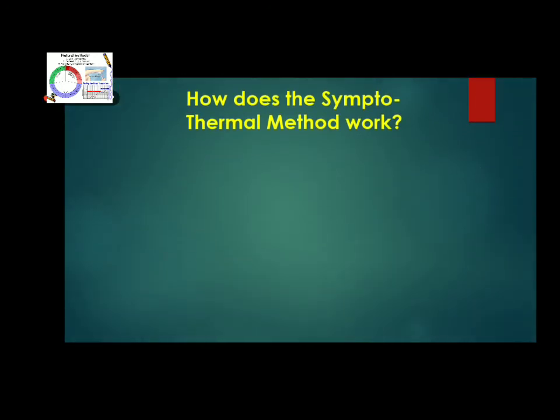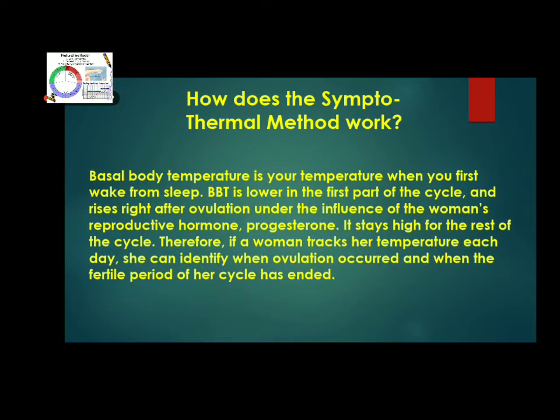Basal body temperature is your temperature when you first wake from sleep. BBT is lower in the first part of the cycle and rises right after ovulation under the influence of the woman's reproductive hormone, which is the progesterone. It stays high for the rest of the cycle. Therefore, if a woman tracks her temperature each day, she can identify when ovulation occurred and when the fertile period of her cycle has ended.